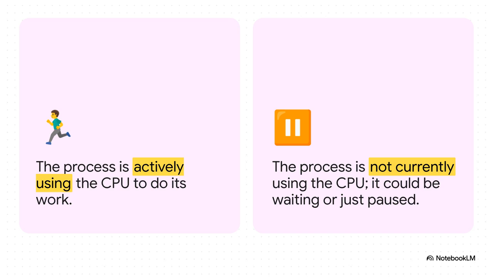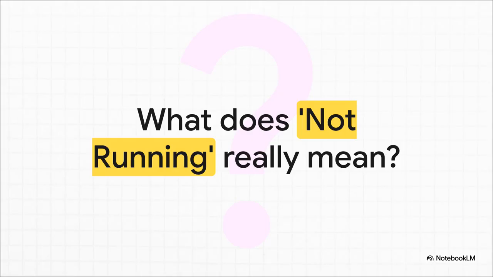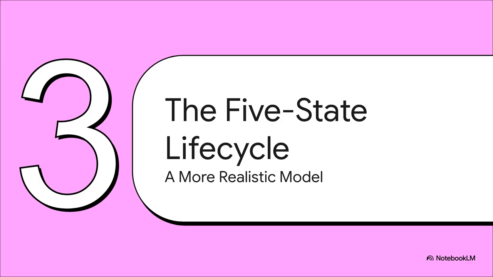Super simple, right? But this simplicity actually hides a really important problem. I mean, think about it. What does not running really mean? Is a process that's paused because it's waiting for you to click a button the same as a process that's all fired up and just waiting for its turn? No way! Lumping them all together under one label is just, well, it's not very efficient. We need more detail. And that is exactly where the 5-state model comes in.